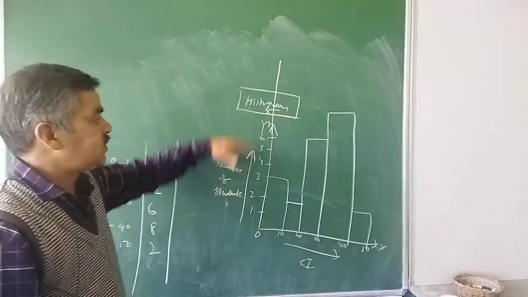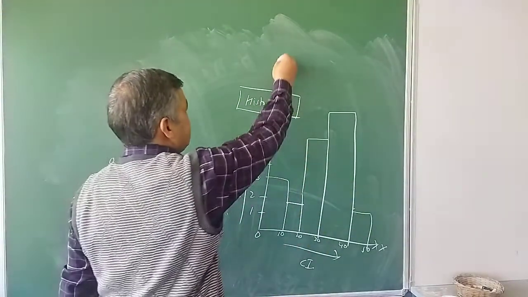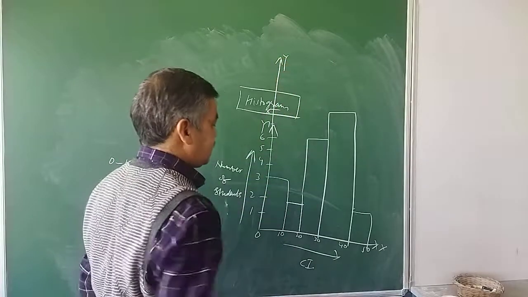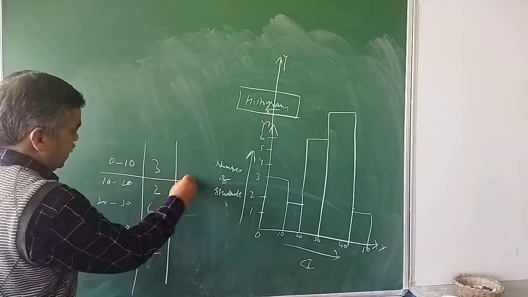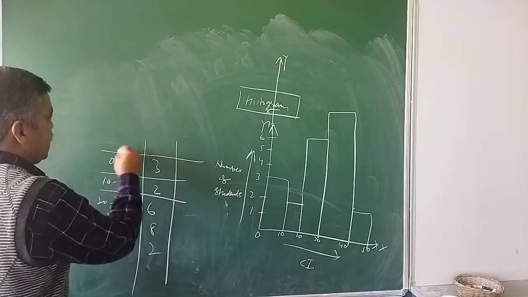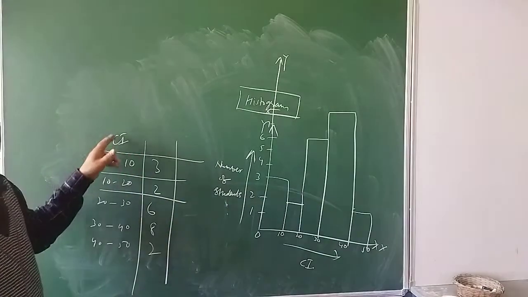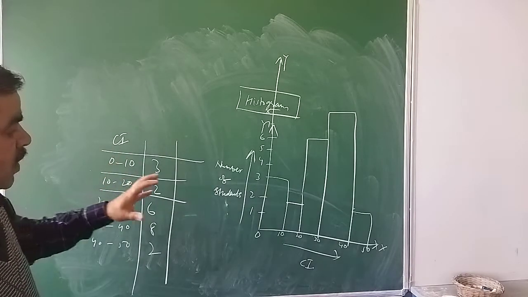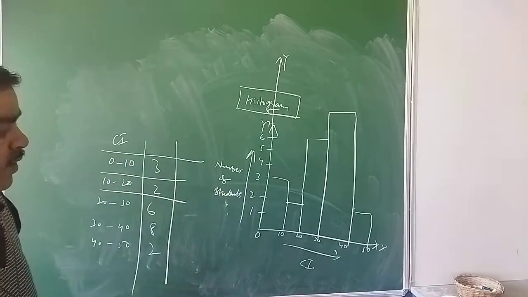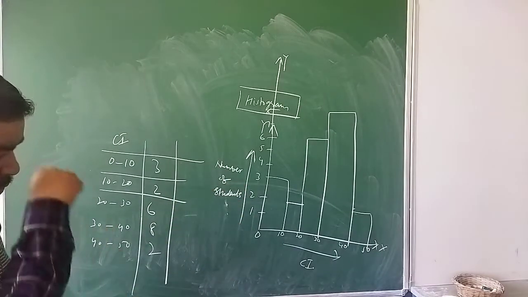So number of students is frequency. Frequency we always take along the y-axis, and the students are divided into small groups, and these groups are called the class intervals. So there is no gap. I'll come to some other important facts about drawing the histogram.